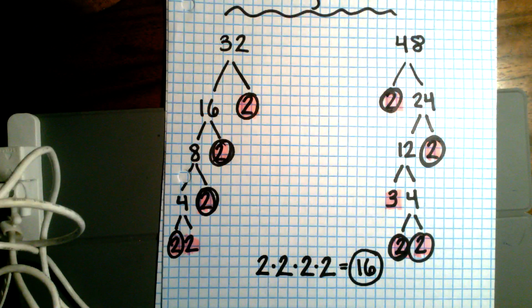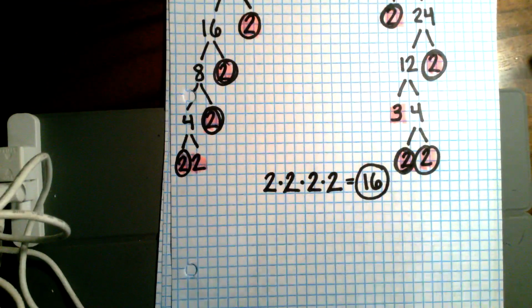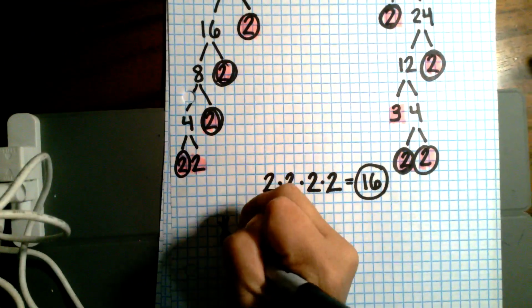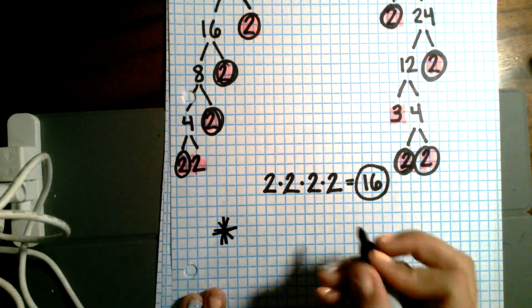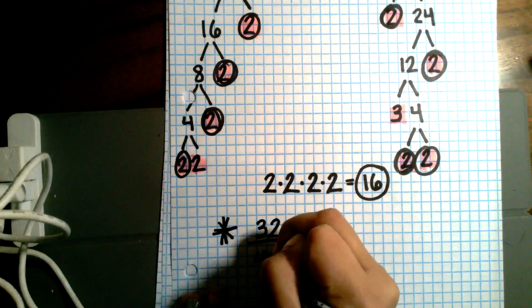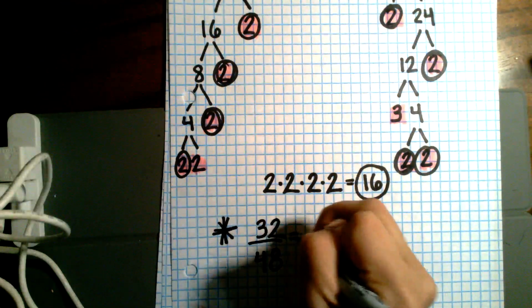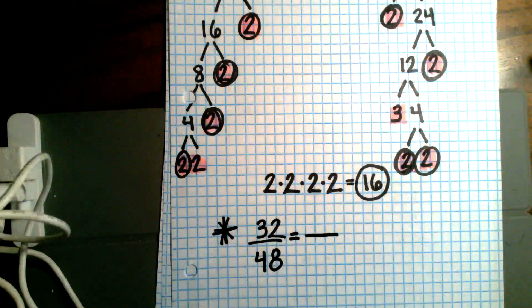Now, why would we need to maybe use this? Well, probably the most common is simplifying fractions. So yes, we've answered the question. This is just a little extra. So let's say we were given something like 32 over 48 and we needed to simplify that. Well, if I know that 16 is the greatest common factor, I can use that to simplify this really quickly.